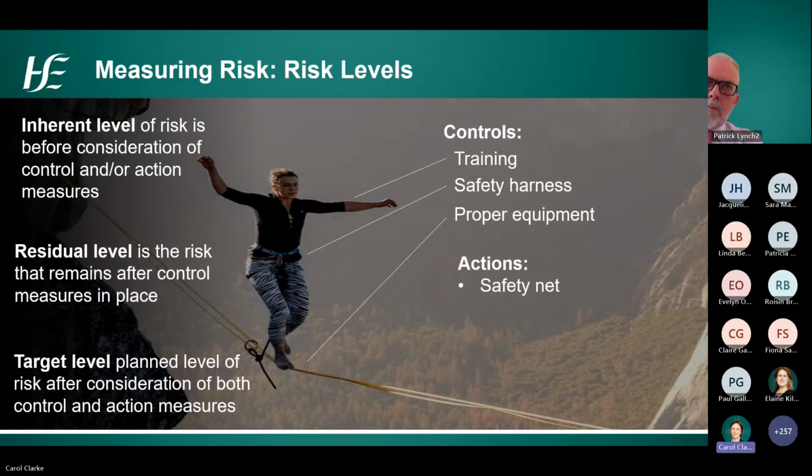Now, let's say before you begin walking on the tightrope, you receive proper training and you wear a safety harness. Despite these controls, there's still some level of risk that remains. The remaining risk, even after these safety precautions, is known as residual risk. It represents the risk that persists even with control measures in place. Although control measures reduce the risk significantly, there is still a possibility of minor injuries or unforeseen circumstances.